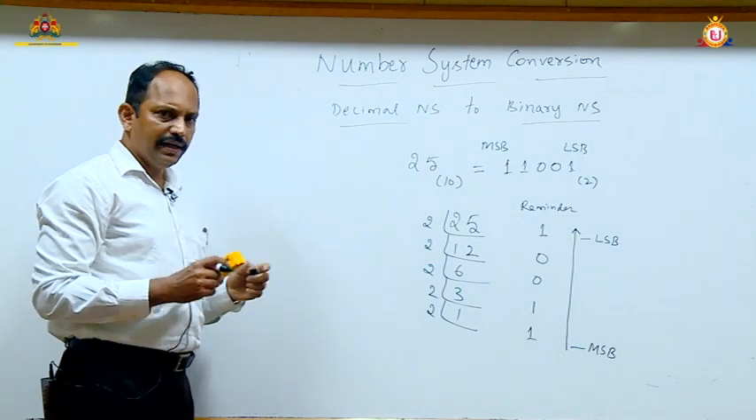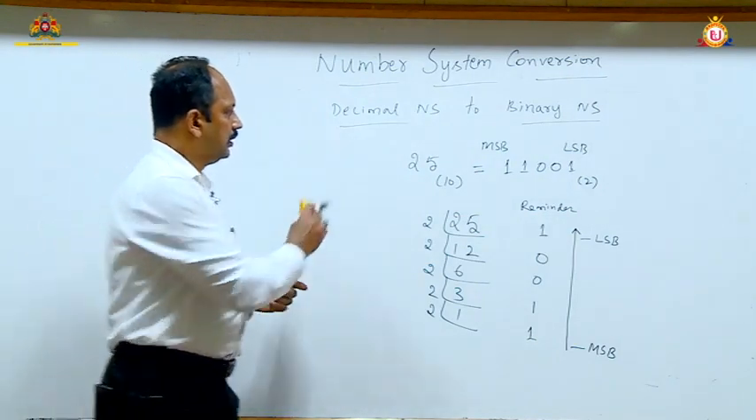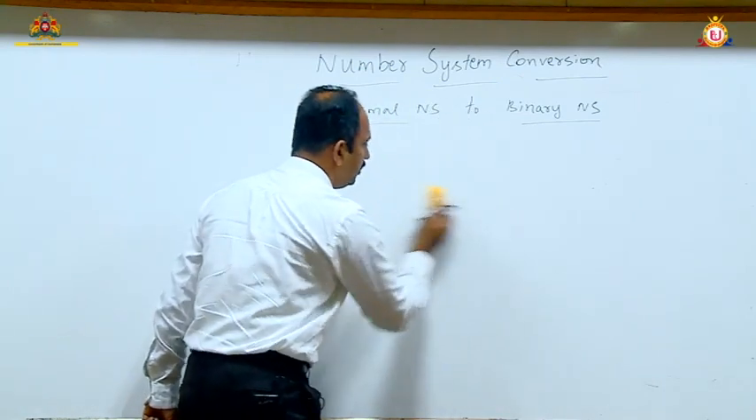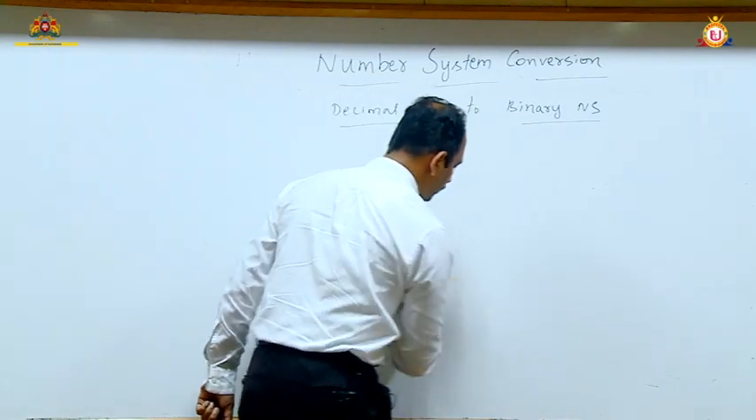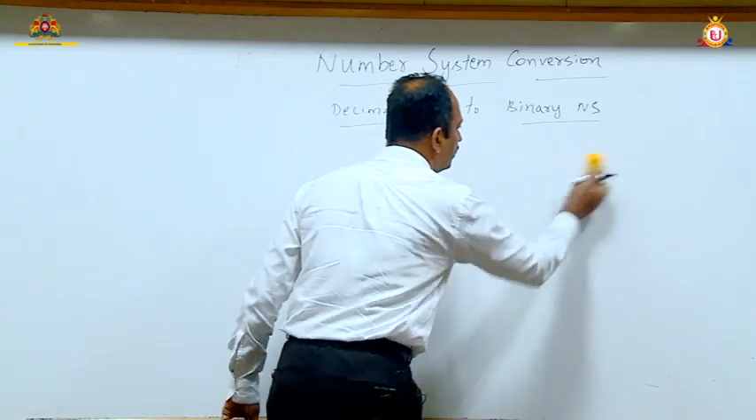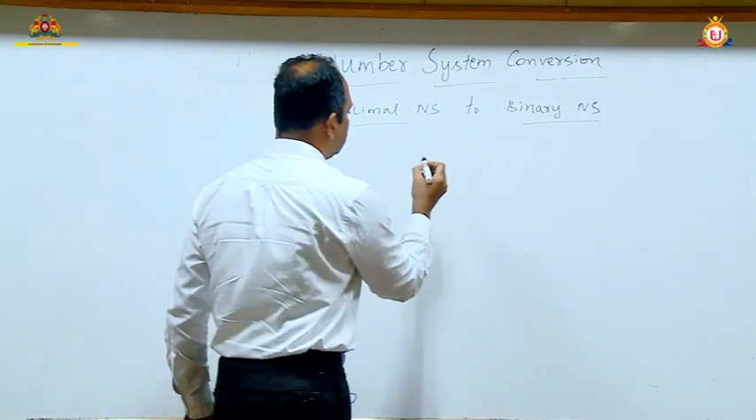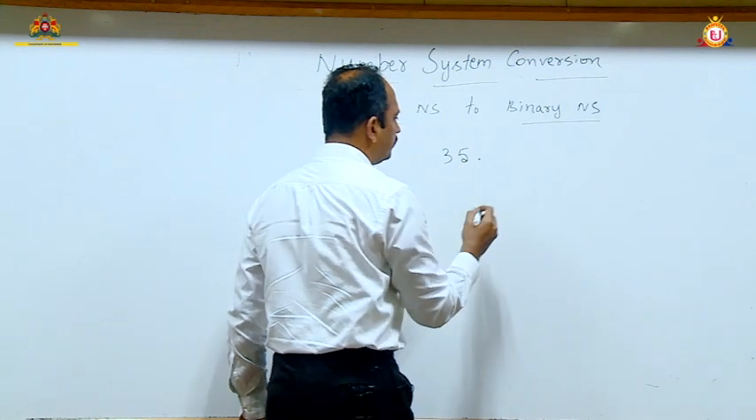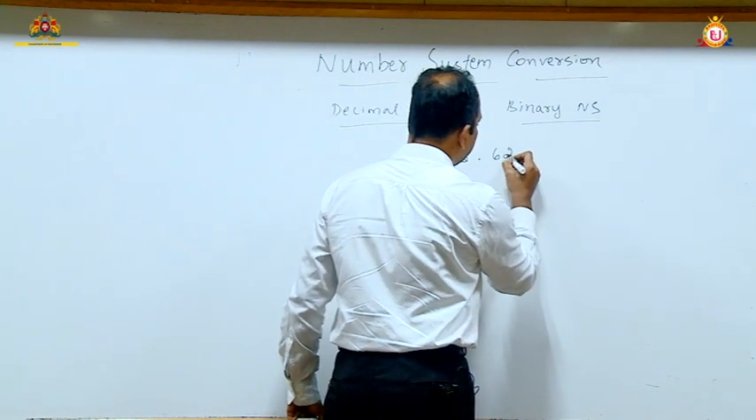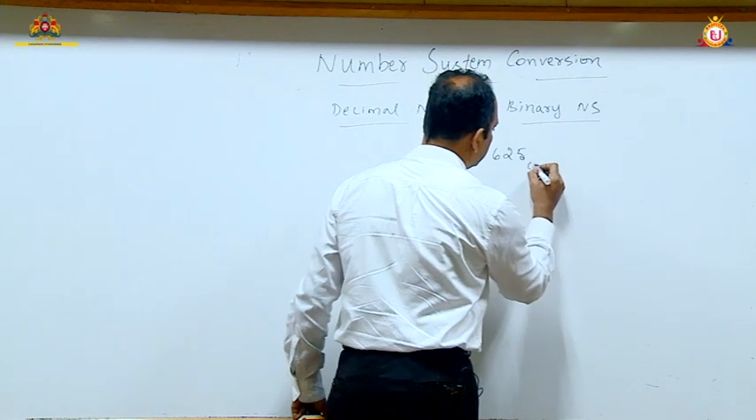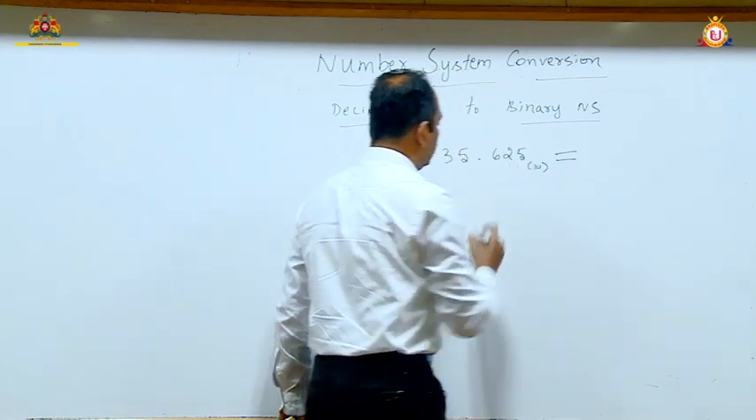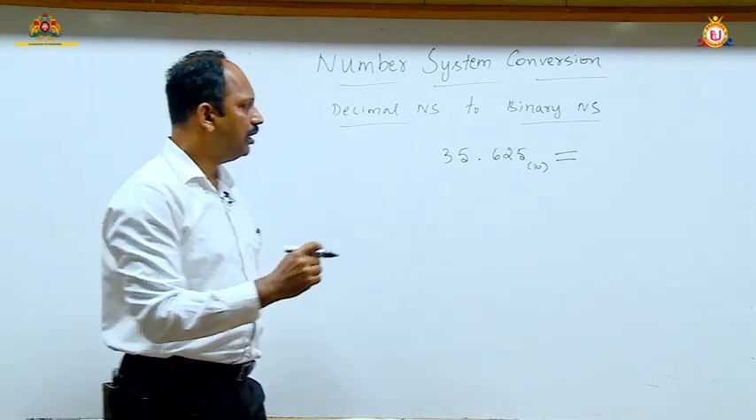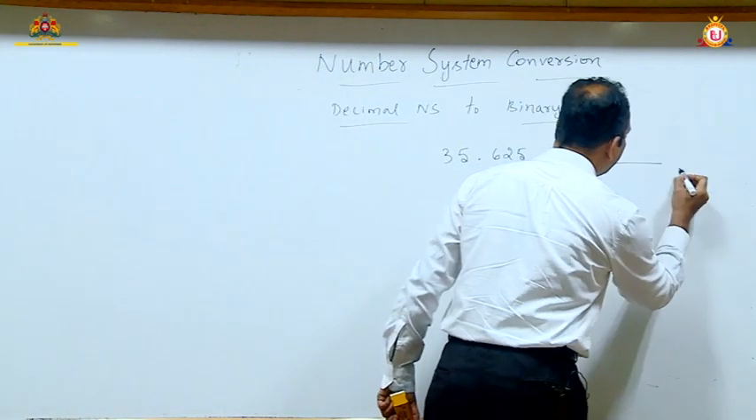Let me take another example. Please try to solve it if you understand this operation. This time the number is 35.625. 35.625 is the decimal number. What is its binary equivalent?